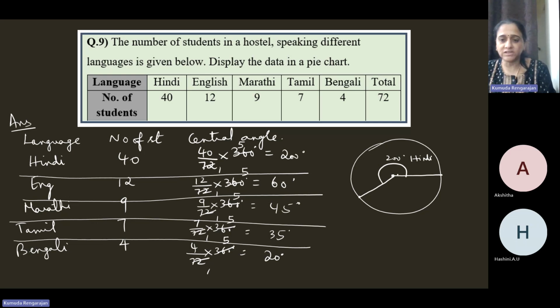Then English is 60 degrees. Like this, 60 degrees you must mark and write English there inside that. Like that you should go on. You should write the sector angle and whatever the component represents.